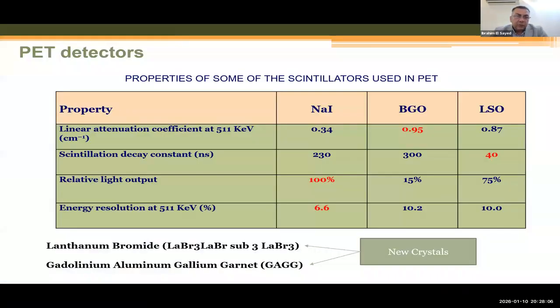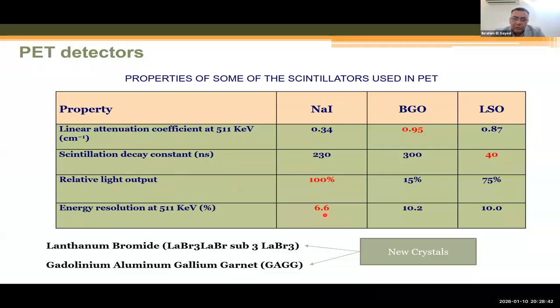For PET detectors also, we can see here the different properties of different crystals used, like sodium iodide, BGO, and LSO. The red ones are the good ones, okay? So for the linear attenuation coefficient at 511 keV, BGO is the best. For the scintillation decay, LSO is the best. The relative light output for sodium iodide is the best. Energy resolution for sodium iodide is the best.